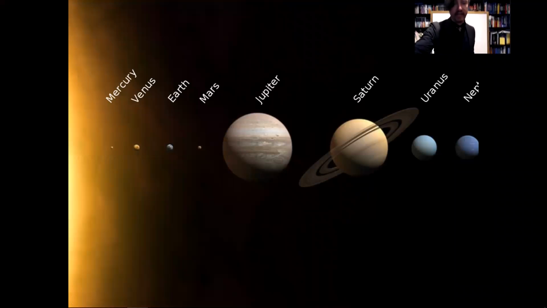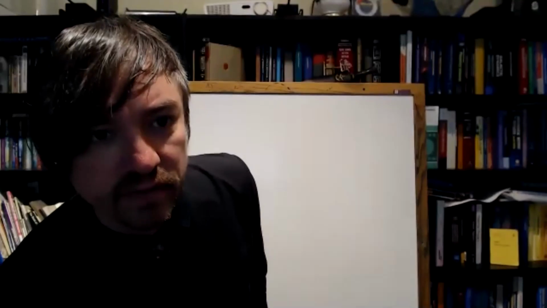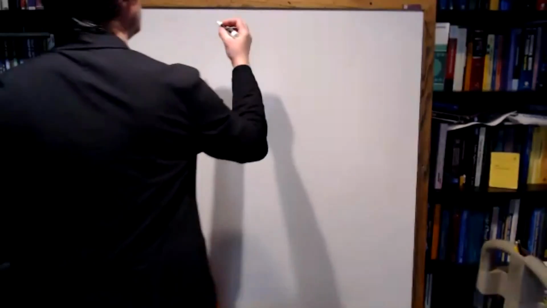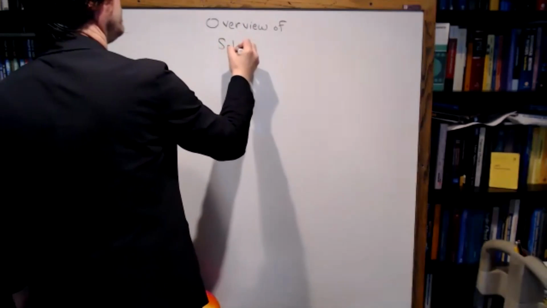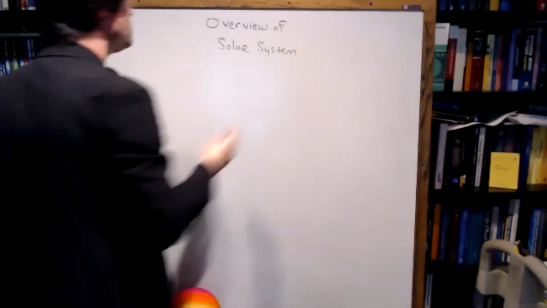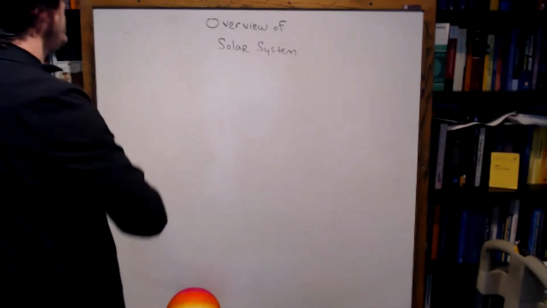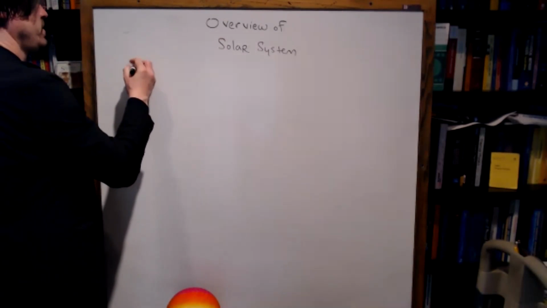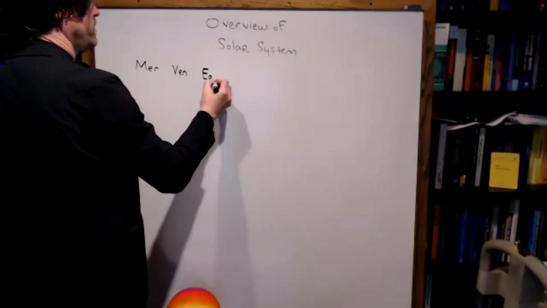So let's take a couple of quick notes, as we like to do, on the overview of the solar system. I'm going to go to speaker view and lock on myself here. An overview of the solar system. Last week, of course, we talked about the sun, which is a significant portion of our solar system. But if we want to get into the planets, which is the goal today, then we can list the names of the planets here. We have Mercury, Venus. I'll have to use abbreviations because my board is kind of small. Earth, Mars.